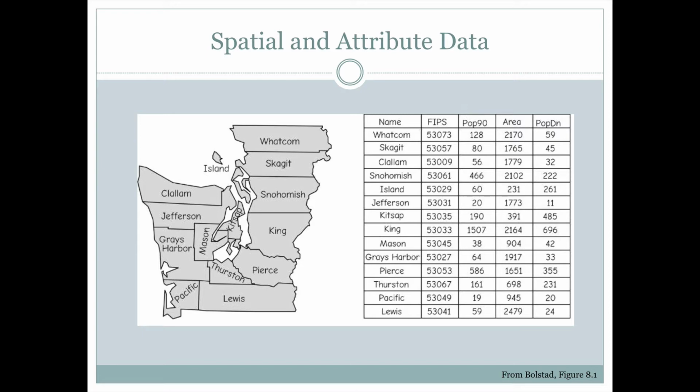So in this example here for part of Washington State, each of the counties, such as King County, has one row in the attribute table that's associated with it. So every feature on the map has one row in the attribute table. But the attribute table can have many columns, depending on what sort of information is stored there. In this example, there's a FIPS, a population for 1990, the area of each county, and the population density. But we could have hundreds more columns depending on what information we want to store in this database and how we're doing that.